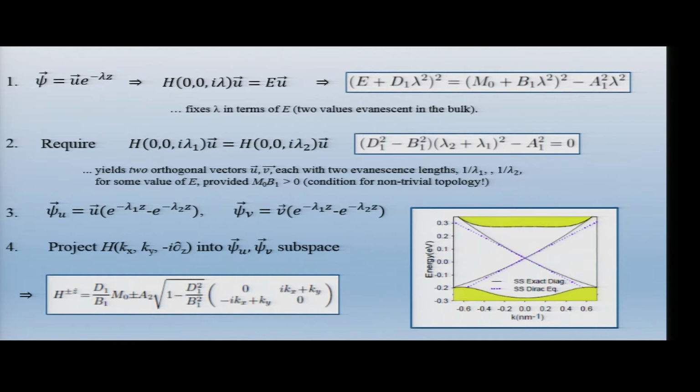So the final step in this is then to go back to your bulk Hamiltonian and project it into the space of surface states. And the result of this gives you a Hamiltonian that's linear order in the Ks and has this Dirac nature to it that we expect.